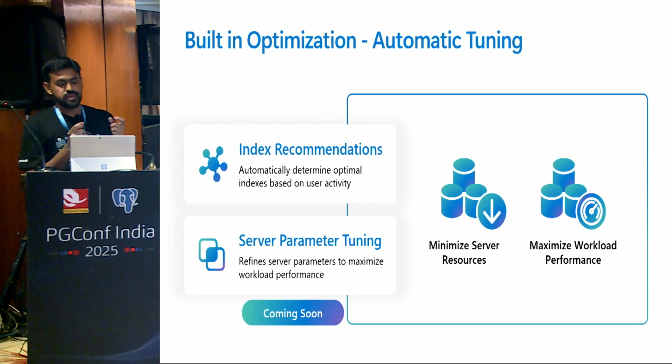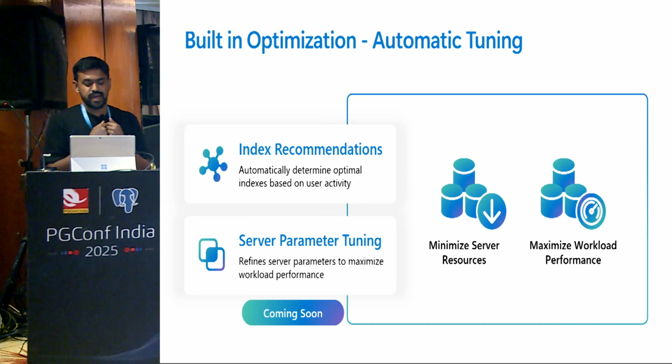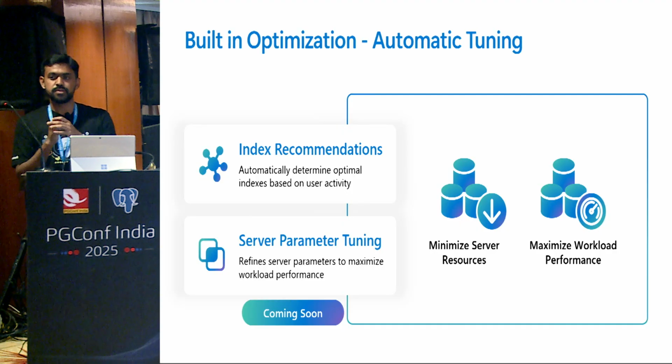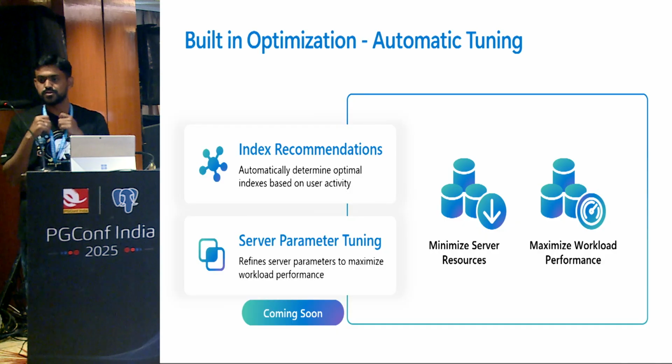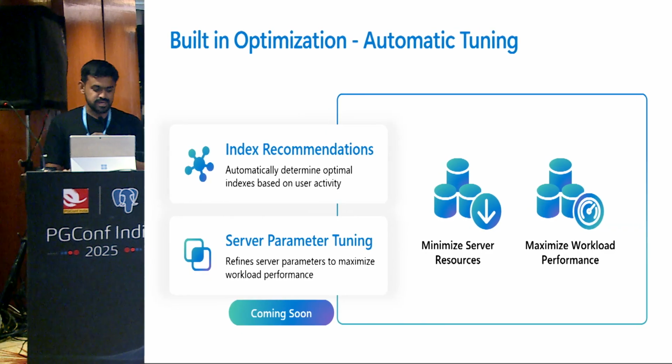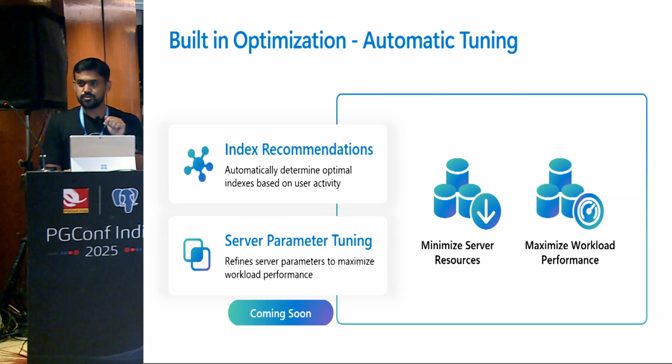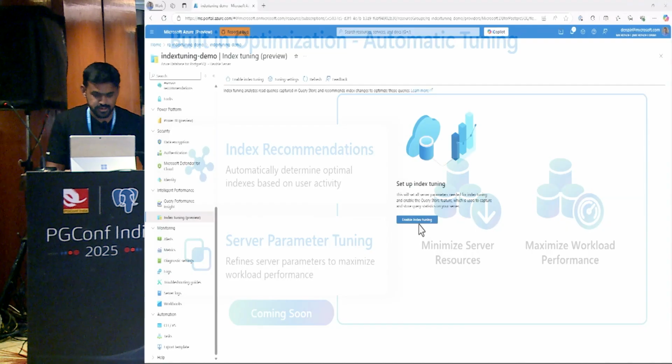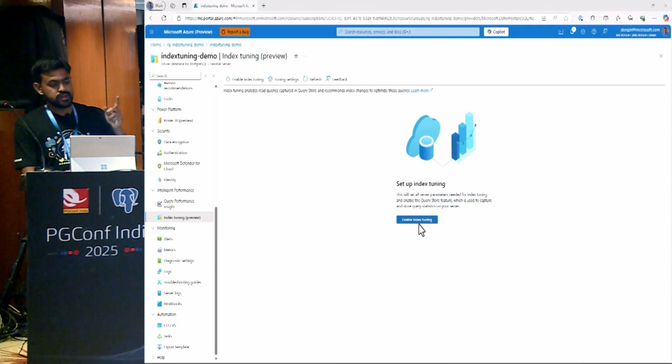We are also coming up with server parameter tuning. In a managed service, you'll be exposed to so many server parameters, and by analyzing your workload and queries, we now have the capability to tell you which server parameters you need to change to make the workload more optimal with your existing SKU. We'll table that for a later discussion, but I want to show how index recommendations actually work.